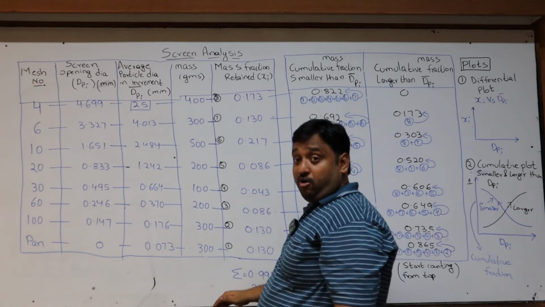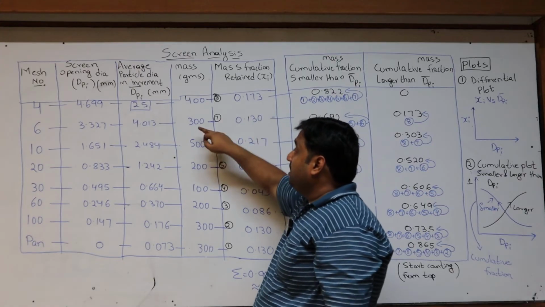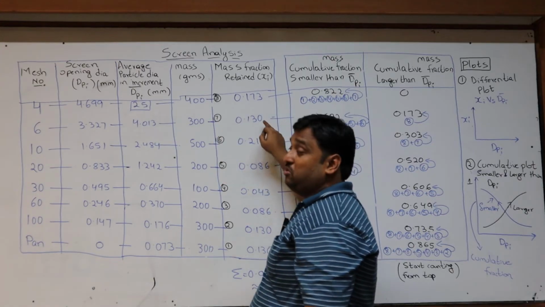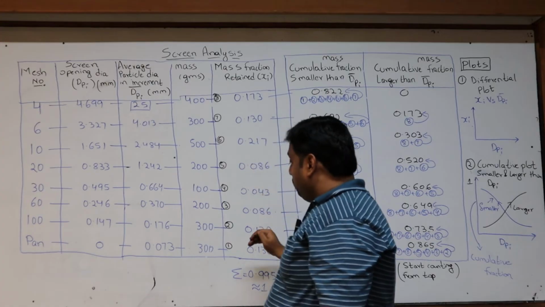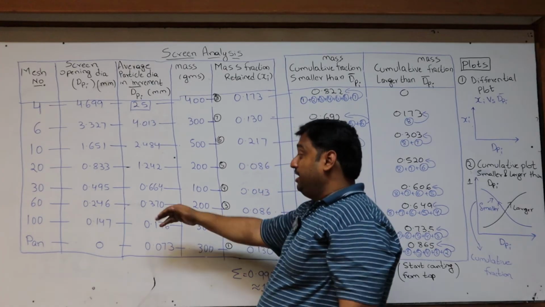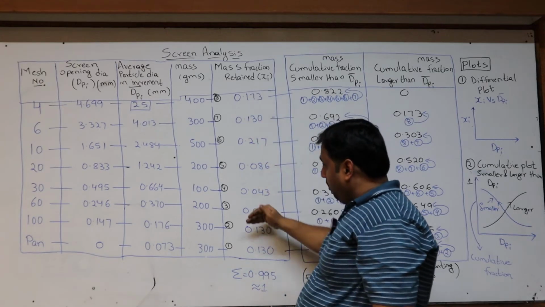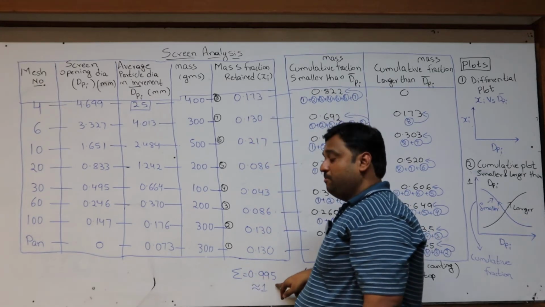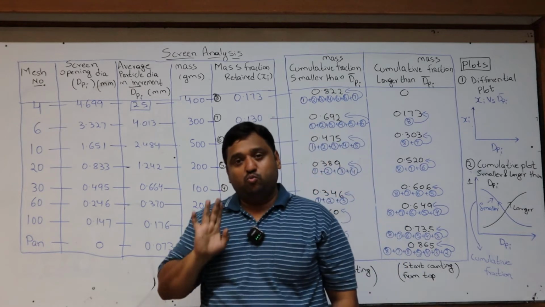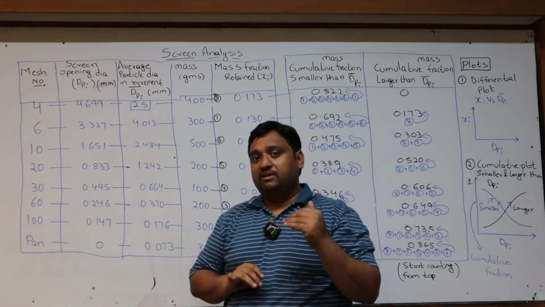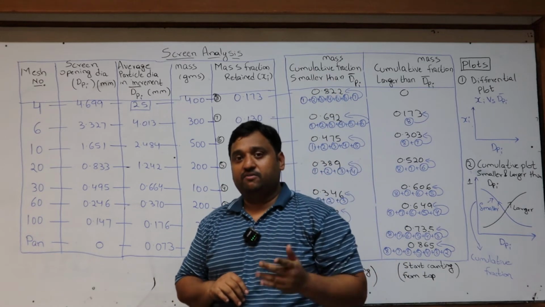400 divided by all the mass is 0.173. 300 divided by all the mass is 0.130. Like that, you calculate the mass fraction on each and every screen. Okay, if you sum all the fractions, you get 0.995. It should be close to 1, because when you add all the fractions, it should be equal to 1 from your basics, right?